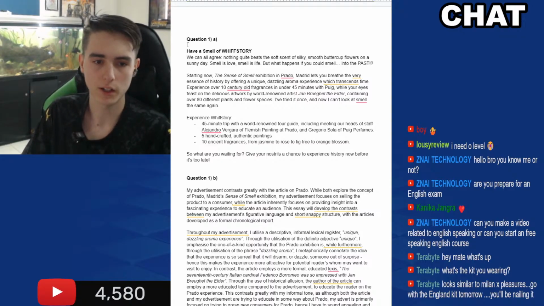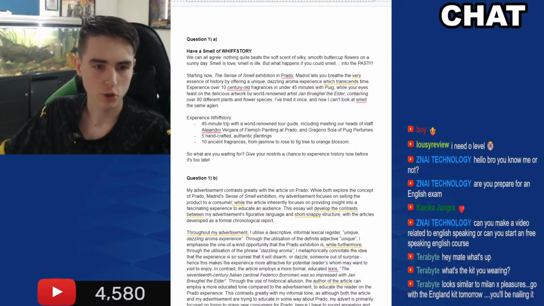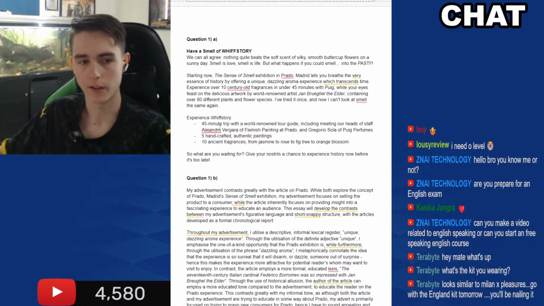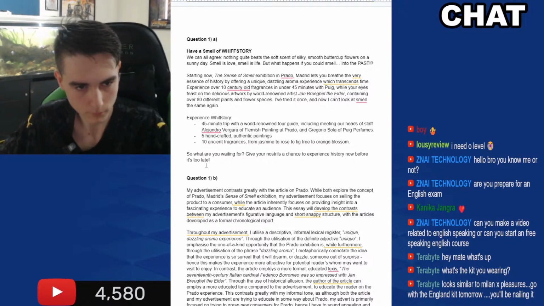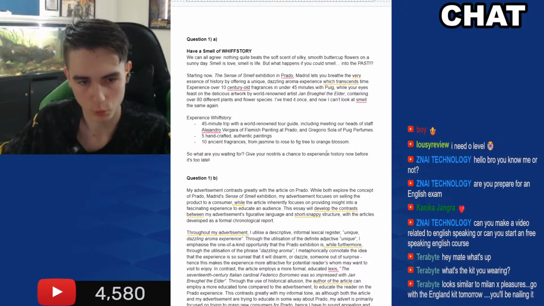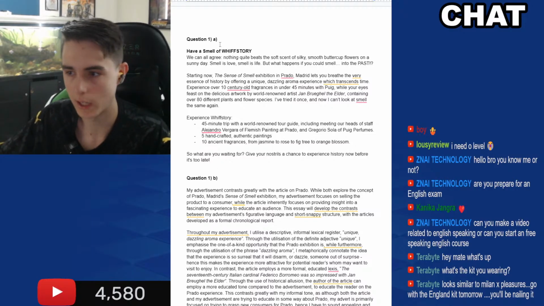I've tried it once and now I can't look at smell the same again. Experience Wistery, a 45-minute trip with a world-renowned tour guide, including meeting our head of Flemish Painting at Prado, Alejandro Vergara, and Gregorio Solo Puig, perfumer. Five handcrafted authentic paintings, 10 ancient fragrances from jasmine to rose to fig tree to orange blossom. So what are you waiting for? Give your nostrils a chance to experience history now before it's too late.